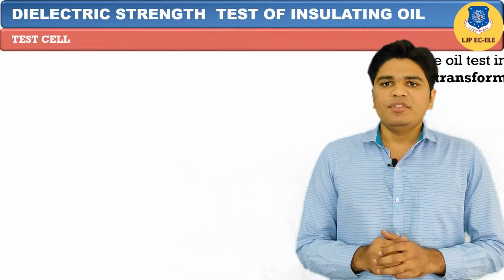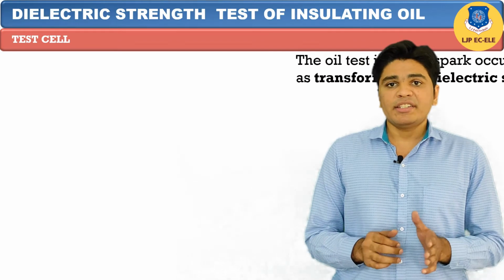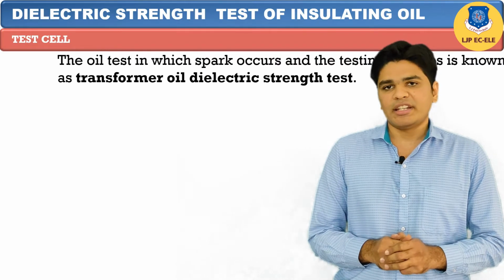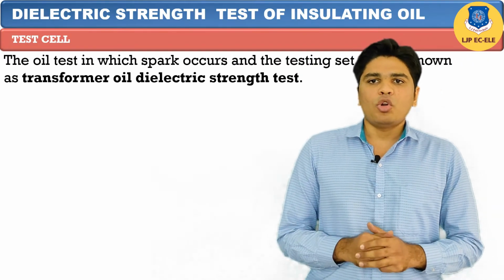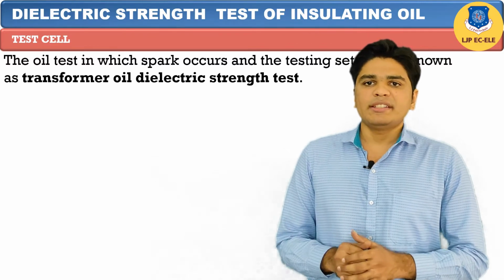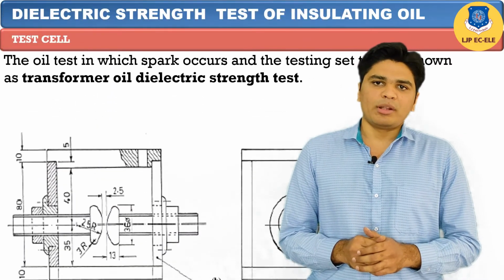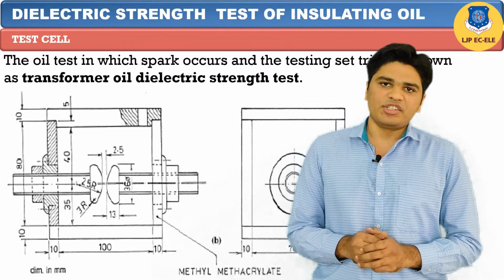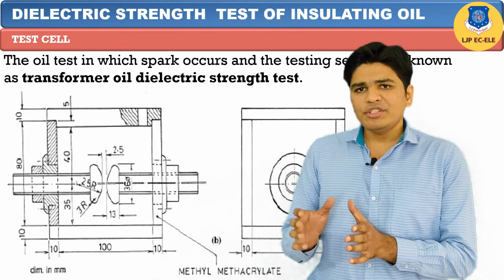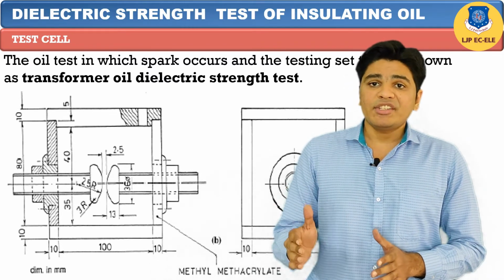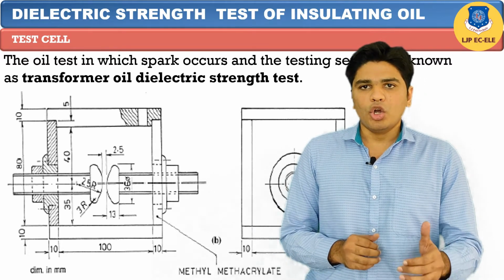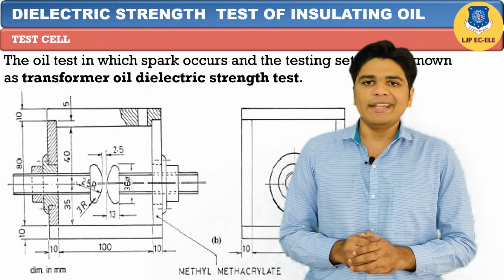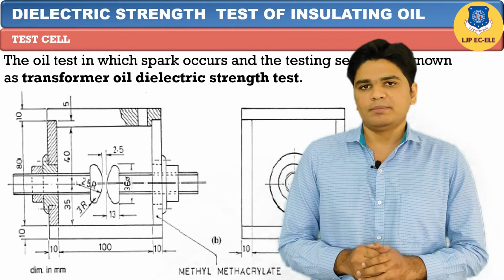The oil test in which a spark occurs and the testing set trips is known as the transformer oil dielectric strength test. The test is performed in an oil testing set; suitable oil testing sets, stationary as well as portable, are available for testing the oil under the specified conditions. A sample of oil is drawn from the transformer and tested in the oil testing set. A dielectric strength lower than 30 kV for a 4 mm gap of electrodes would indicate the presence of moisture in the oil.